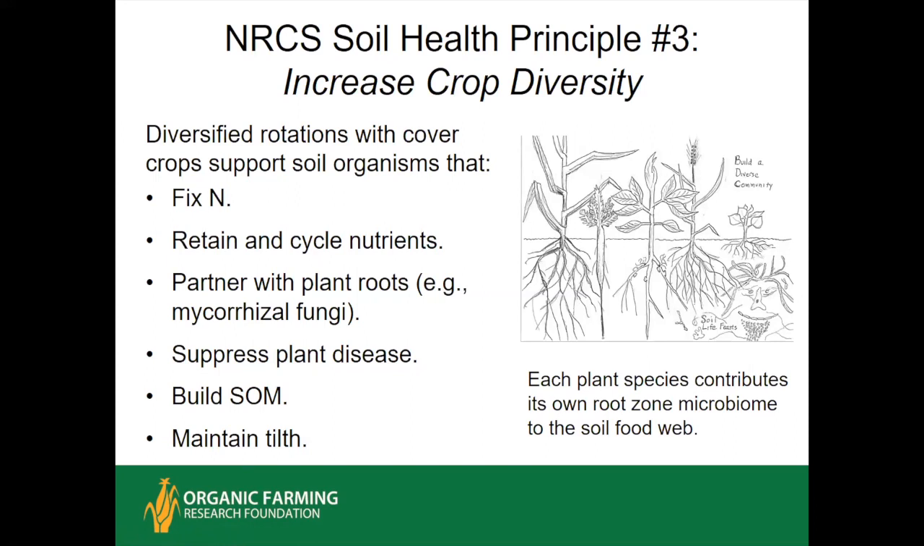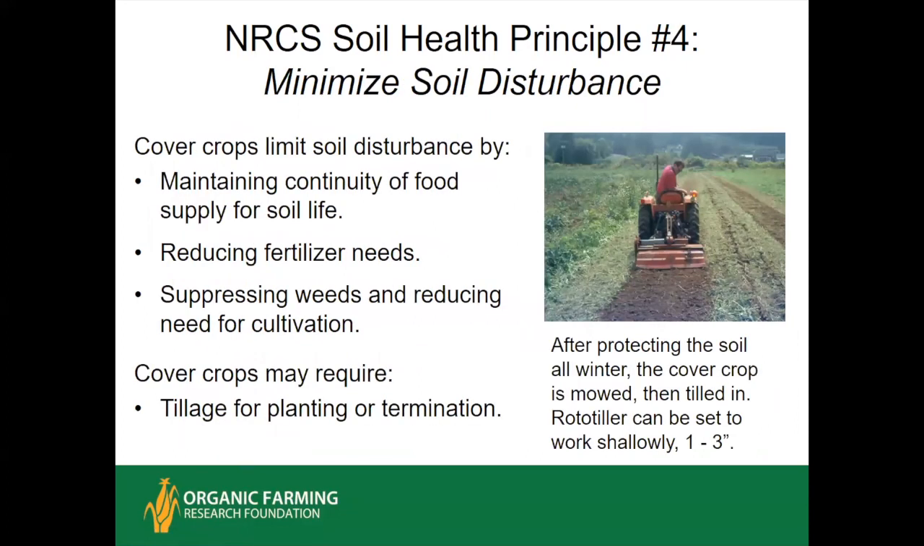And when you have diversity, then you have a wider range of functions. You can have organisms that fix nitrogen, retain and cycle nutrients. Mycorrhizal fungi and some bacteria and some other fungi will partner with plant roots in a number of very interesting and usually very helpful ways. A lot of these organisms suppress plant disease in one way or another, and of course they're maintaining tilth and building organic matter. It's a continual process to maintain these two important parts of soil health.